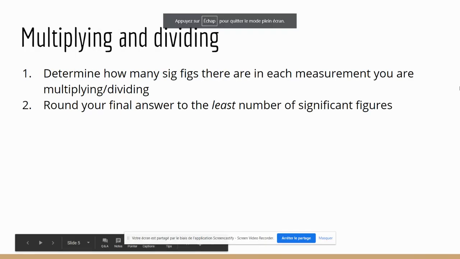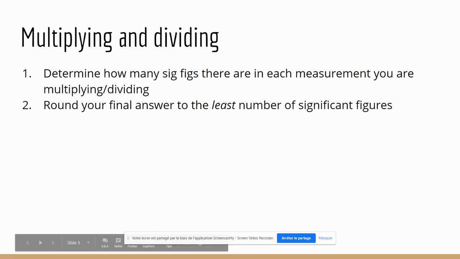Pause here. Multiplication and division is a little bit easier than addition and subtraction. If you are multiplying or dividing, even if you're multiplying 10 different numbers, you just round to whatever the lowest number of significant figures in the measurements is. So if one of your values has 6 sig figs and the other has 1 sig fig, you round your final answer to 1 significant figure. If you have one that has 9 and one that has 3, you round to 3 sig figs. So it's just the lowest number of significant figures.